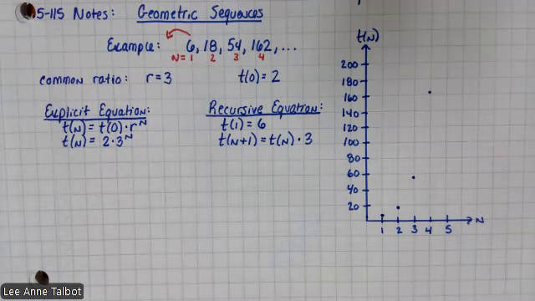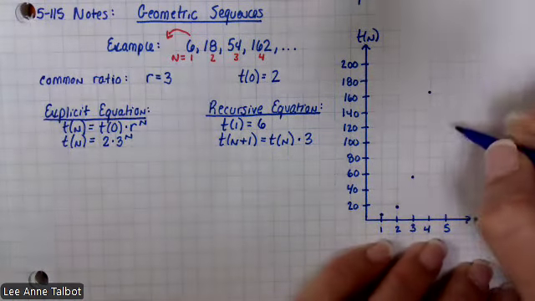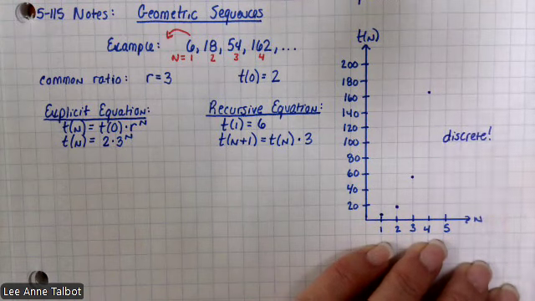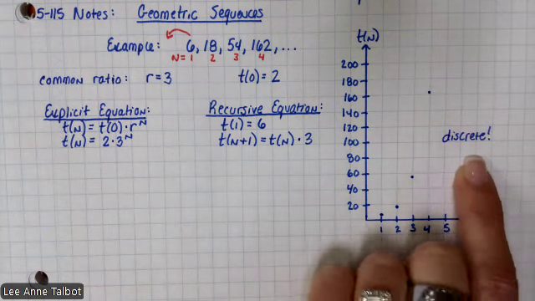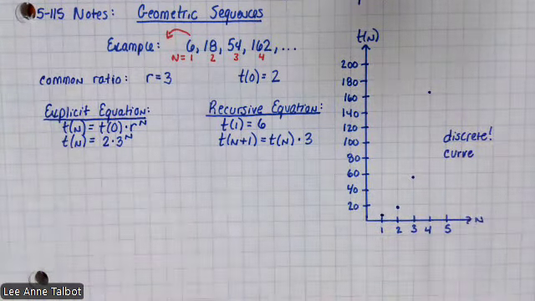Should I connect them? No. And does it make sense to you that it's curved? So discrete means leave them dots, don't connect them, but you should get a curve.